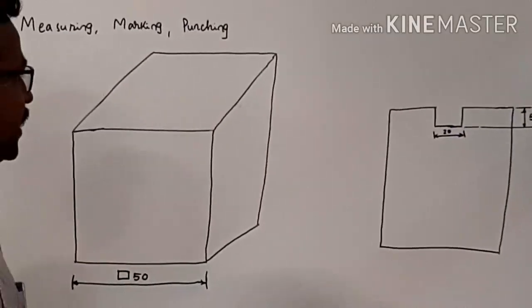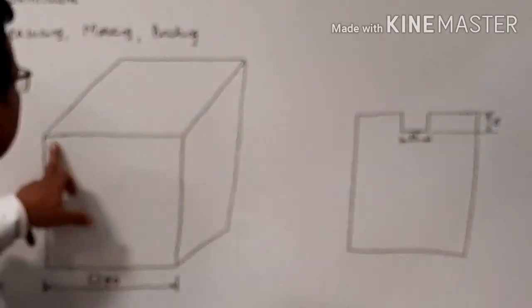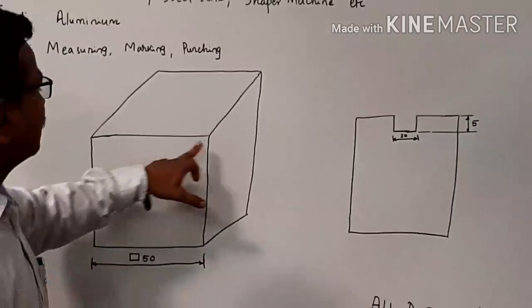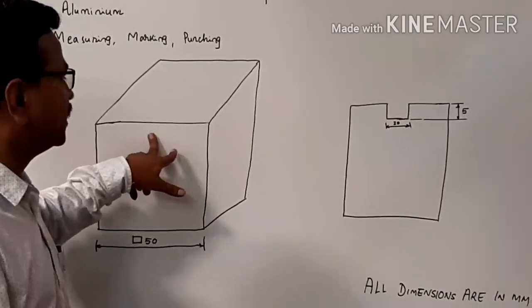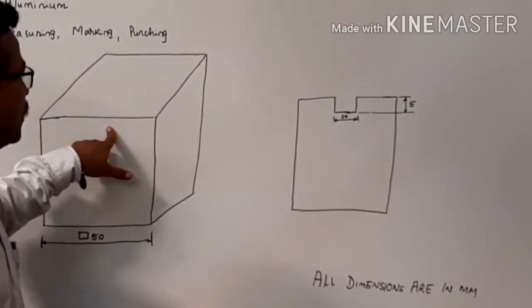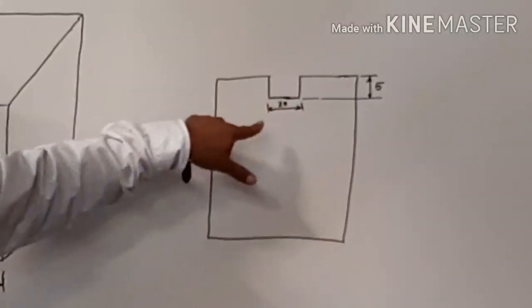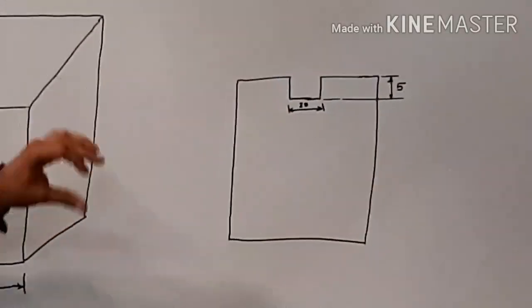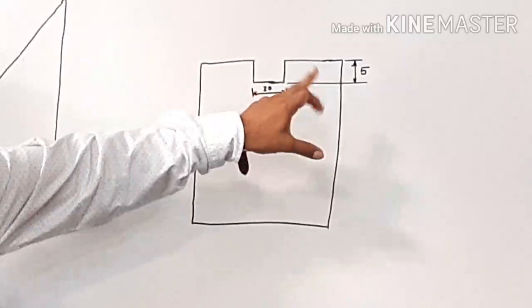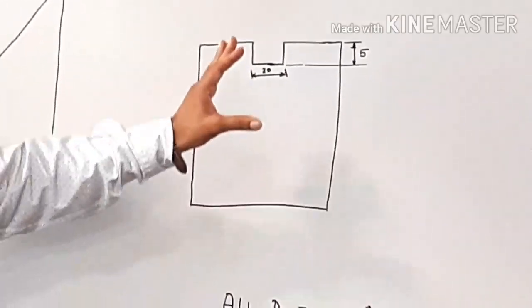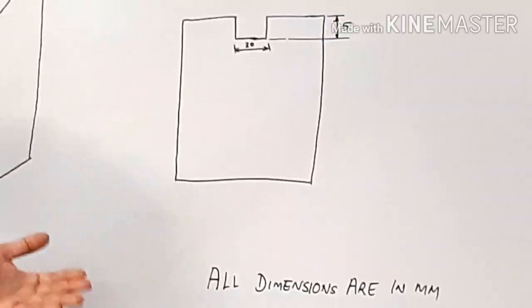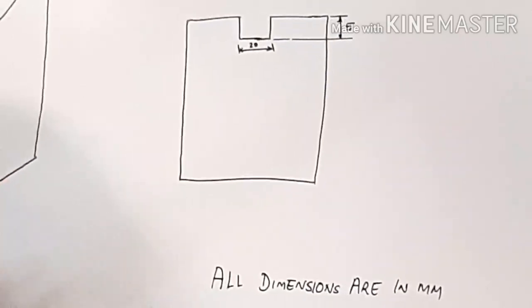Next you have to mark it. The marking is 15 mm from here and 15 mm from this side, so totally 30, and the remaining is 20. So this is a 20 mm square, and the height of the square groove is 5 mm. This entire groove you have to make using a shaper machine.